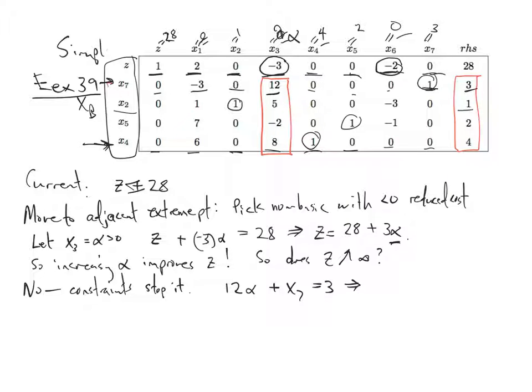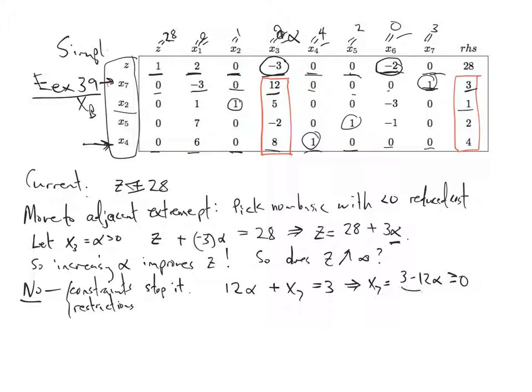So we want to solve for x7. What does this say about x7? It says x7 is equal to 3 minus 12 alpha. So how big can alpha be? The restriction says x7 is bigger than or equal to 0. So back here when I said the constraints stop us from increasing alpha forever, the more accurate statement is the constraints plus the restrictions. So it's the fact that x7 can't go negative that's stopping this.